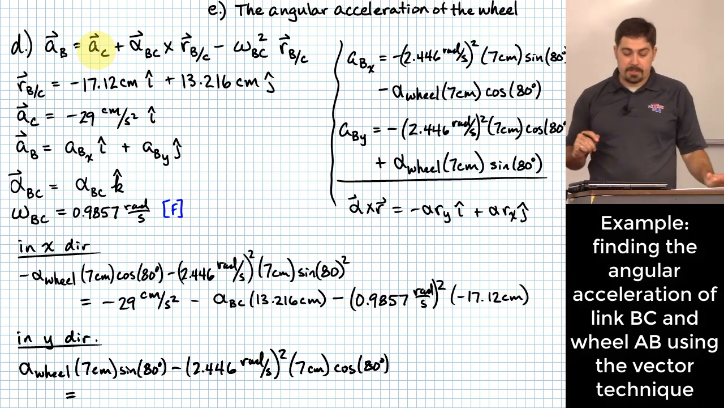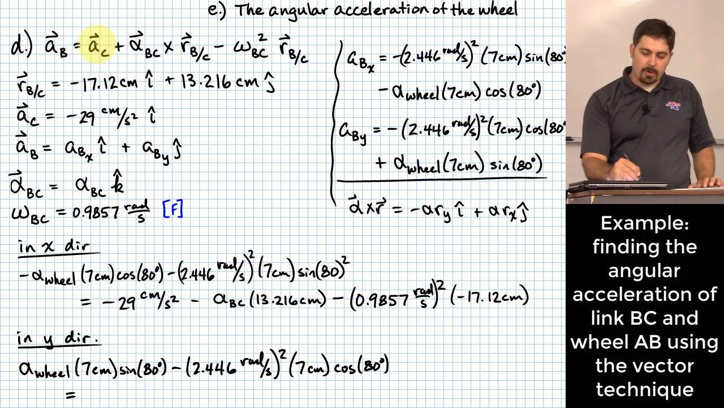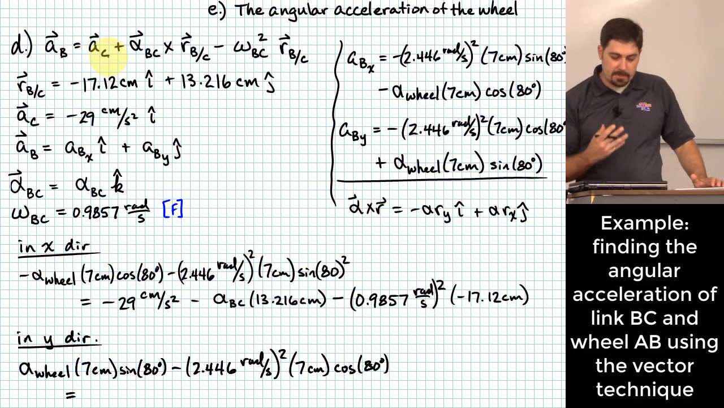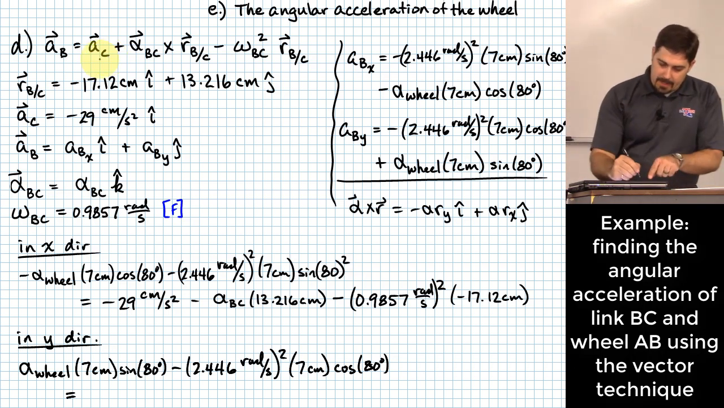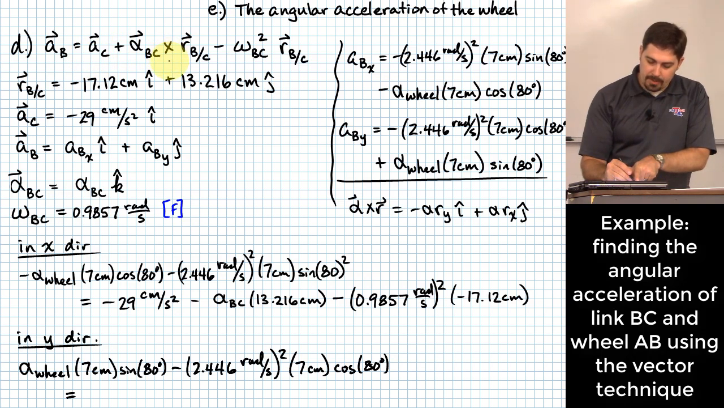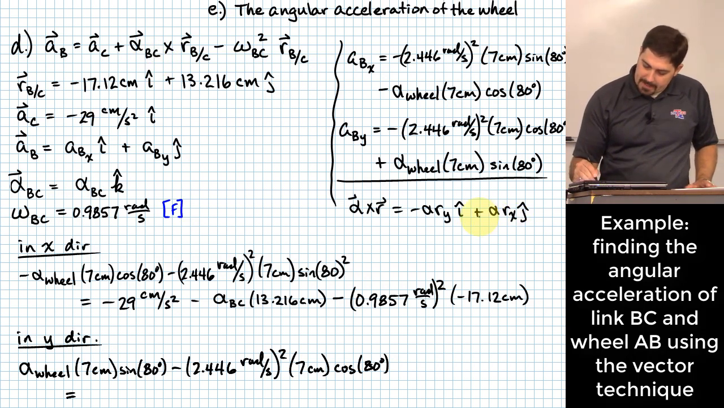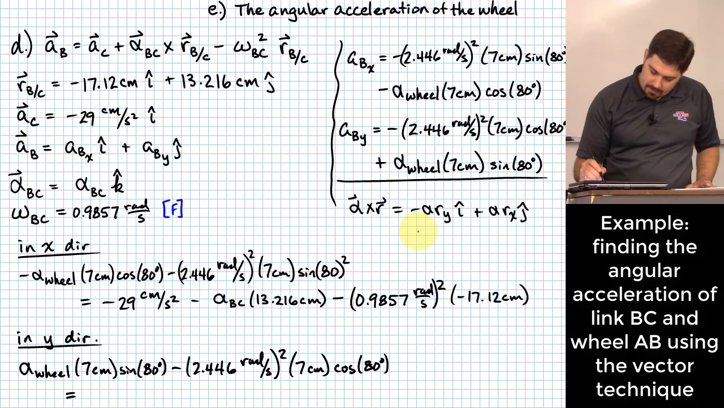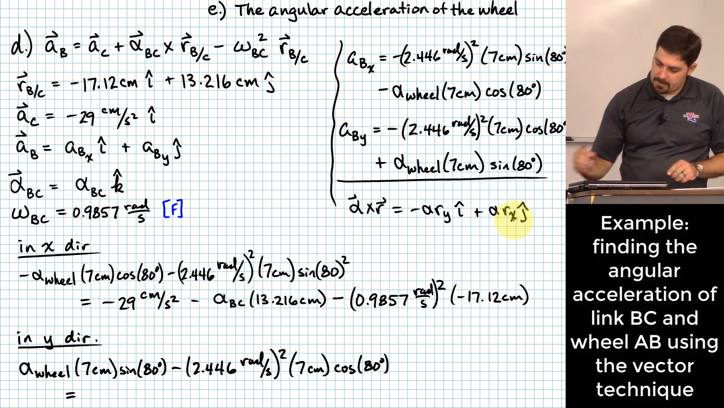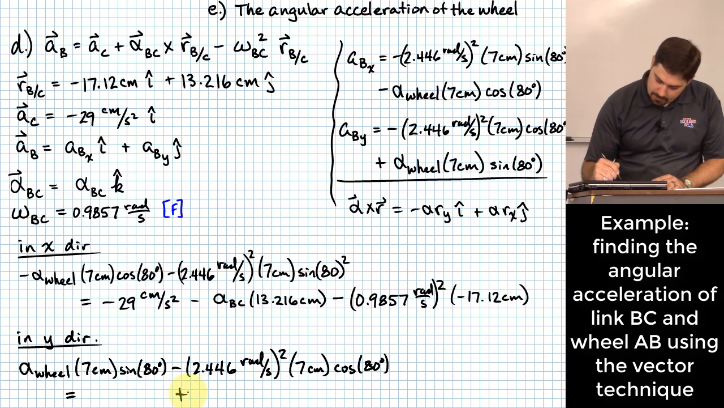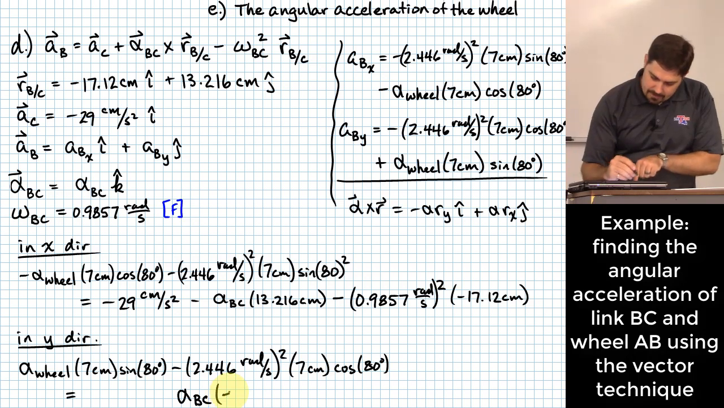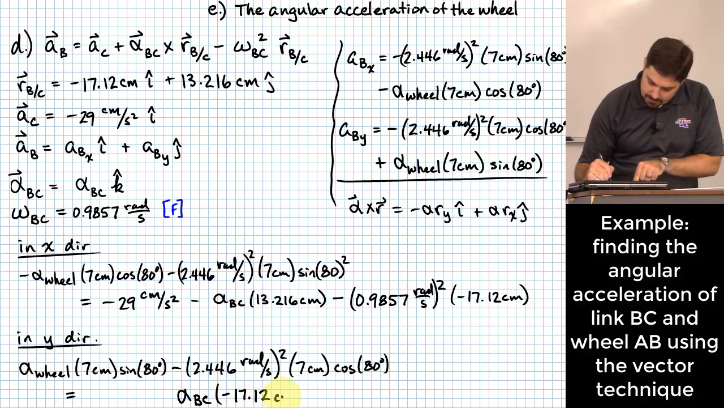So then the next one I got to do is AC. Well, now we get a little break because there is no Y component for that acceleration of C. So then I need to take just the Y component for my alpha BC crossed into R of B with respect to C. And that is given over here with a positive alpha times R sub X. I'll just say alpha BC times Rx is negative 17.12 centimeters.